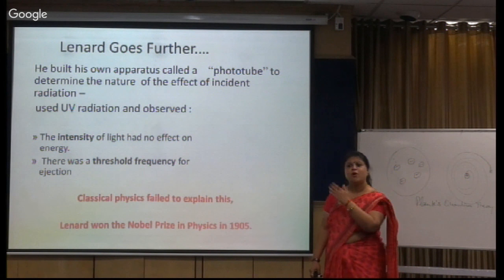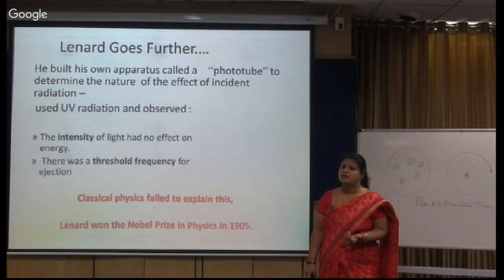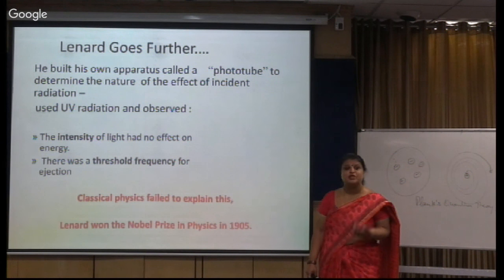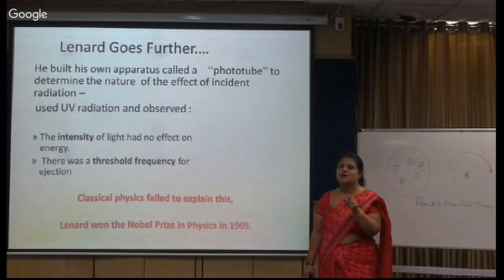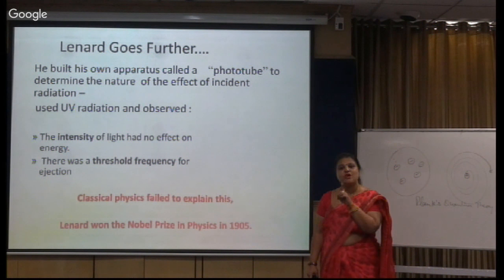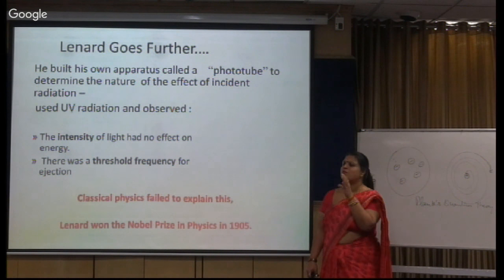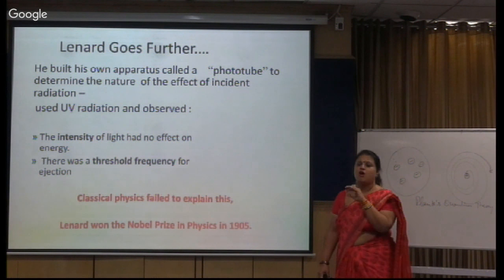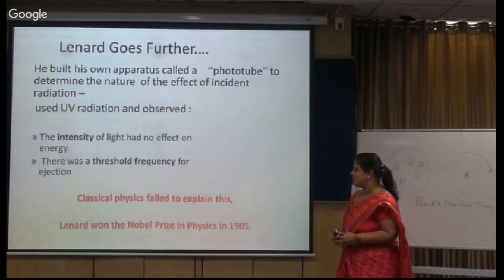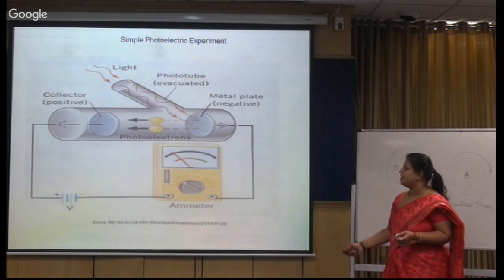However, if you look at both these observations on the basis of classical theory, with an increase in the intensity of the light, both the number as well as the energy of photoelectrons should increase. But experimentally, it was only the number that was increasing and not the energy. So that means there is some problem in the interpretation, or some problem in the usage of classical theory. In fact, Lenard won the Nobel Prize in Physics in 1905 for the same.